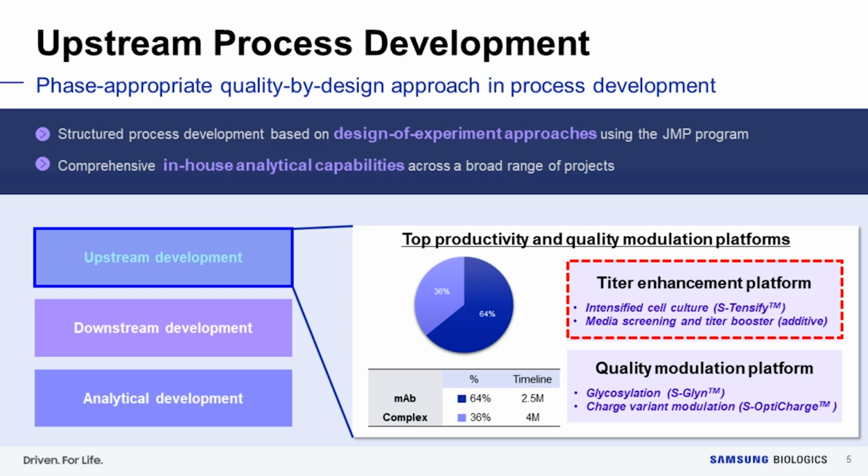Key considerations during upstream development include selecting the right cell line, optimizing media and feeding strategies, and tightly controlling environmental conditions like pH, temperature, and oxygen levels.